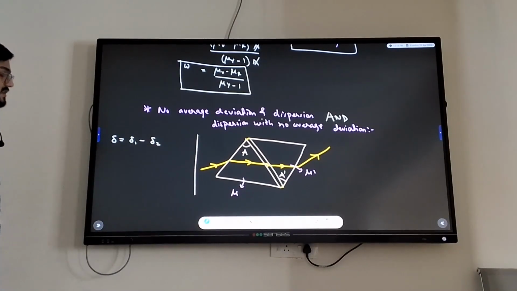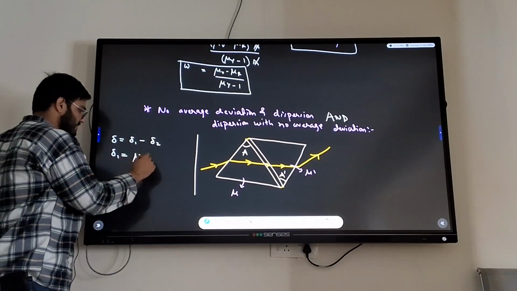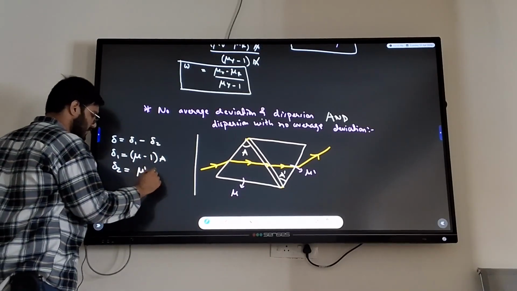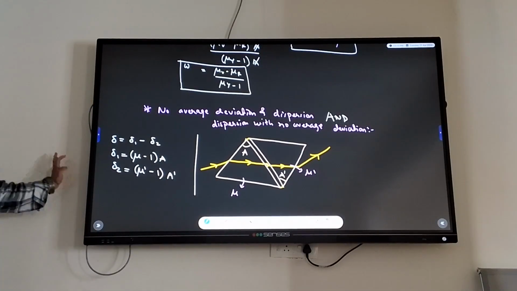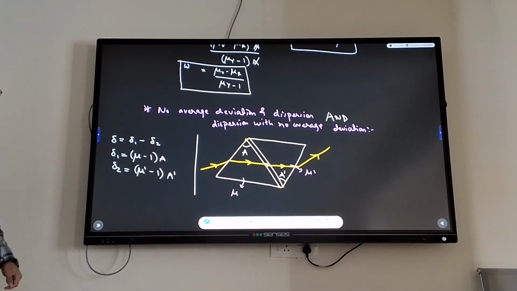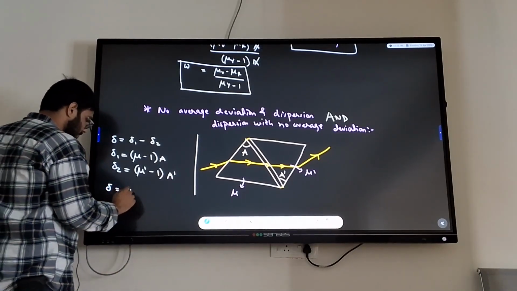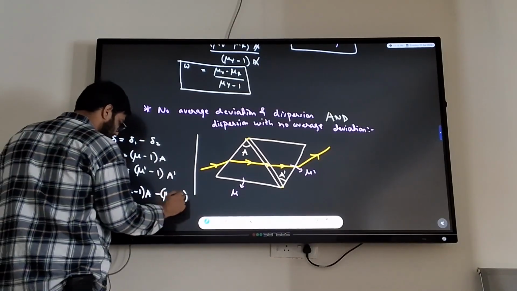Now what is the deviation that occurred due to the first prism? The formula is very simple. Delta 1 is (mu minus 1) into A, and delta 2 is (mu dash minus 1) into A dash. So A and A dash need not be the same in general, for any kind of prisms. Then what will be delta? (mu minus 1) into A minus (mu dash minus 1) into A dash.